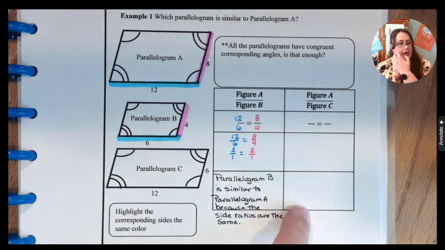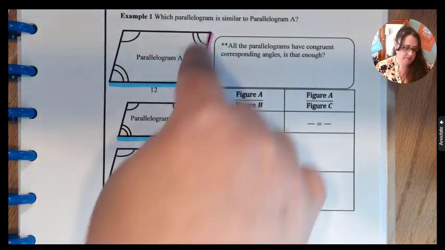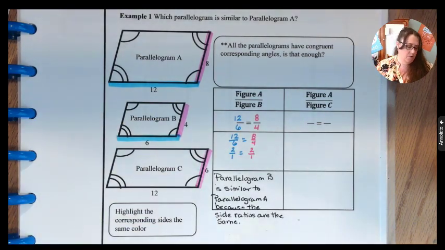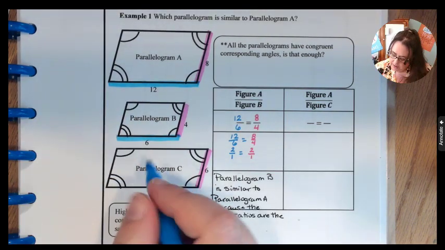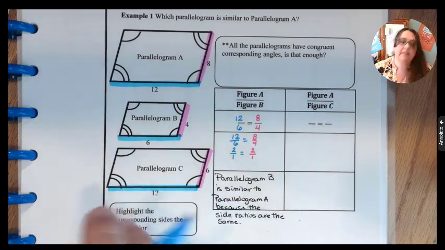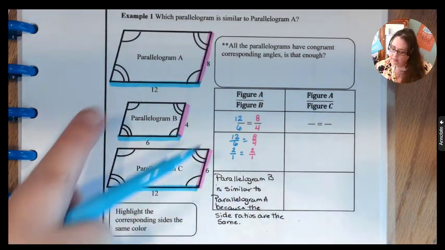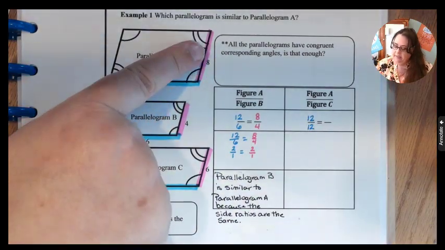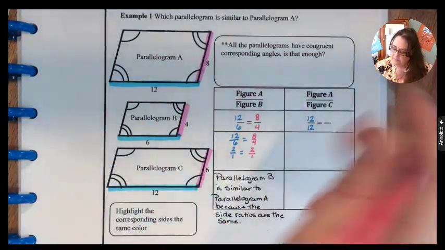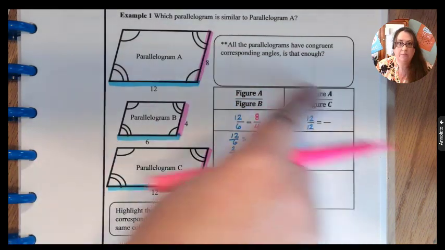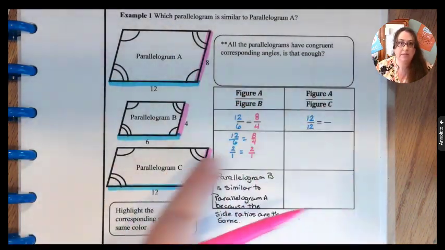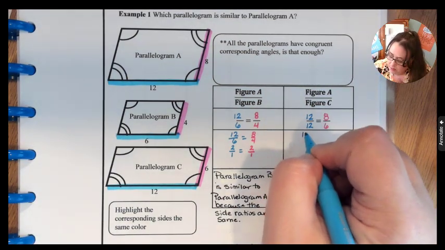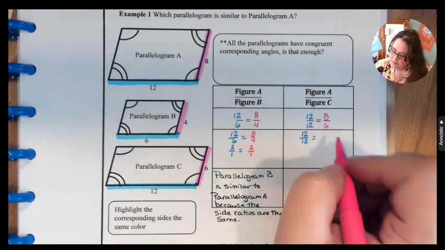Let's go ahead and look at this one. What side corresponds with the 8? It is the 6. What side corresponds with the 12? It is the 12. So do you think that these are also similar? Let's go blue again. So 12 goes to 12, and then 8 goes to 6, because A, right, was on the numerator and C was on the denominator. And we're going to go ahead and solve that. So 12 goes to 12 as 8 goes to 6.